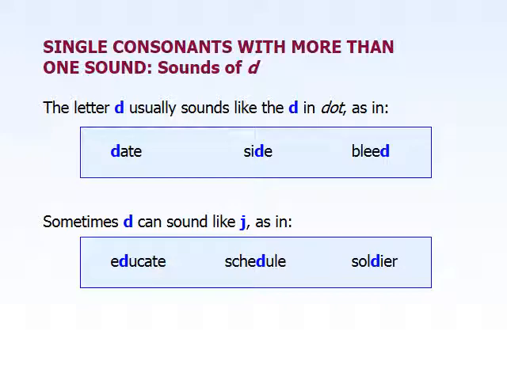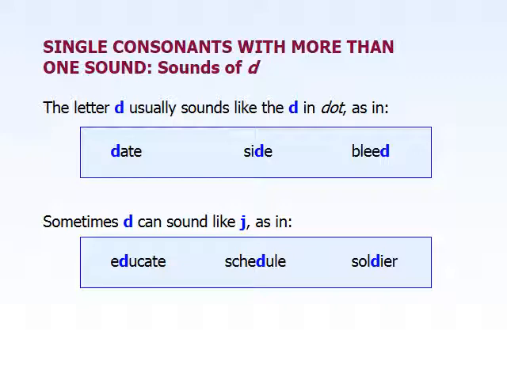So moving on, here we have D. Most of the time, D sounds like a D, right? So date, side, and bleed. But it can also sometimes be a J sound, as in educate, schedule, and soldier.